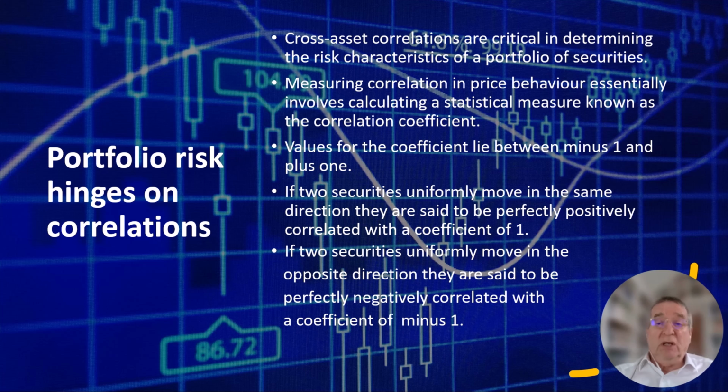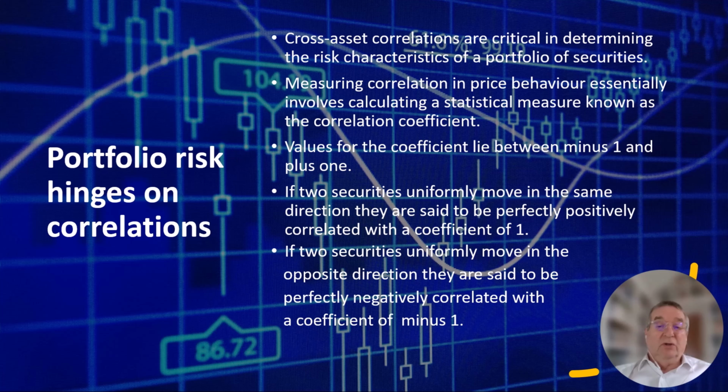Measuring correlation in price behavior essentially involves calculating a statistical measure or metric known as the correlation coefficient. The values for this metric lie in the interval between -1 and +1, and they can be calculated easily, for example, in Excel. If two securities uniformly move in the same direction, they are said to be perfectly positively correlated with a coefficient of 1.